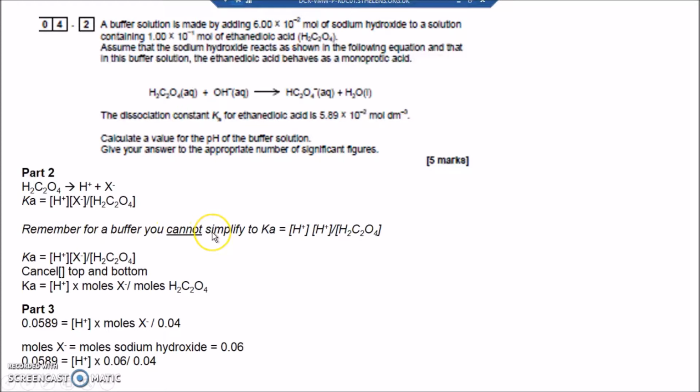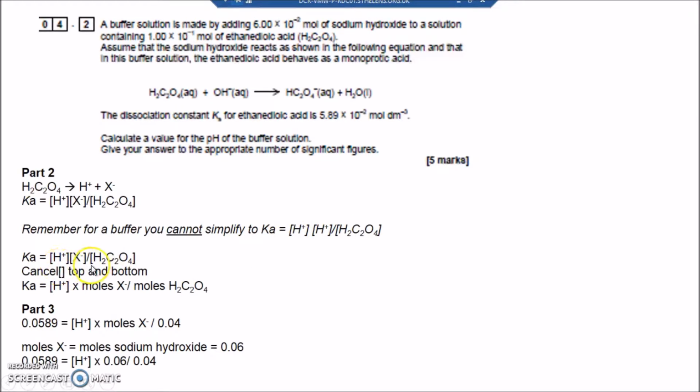Remember at this point for a buffer you can't simplify, you can't say the concentration of H plus and X minus are the same, so you can't simplify to H plus. You can't do that for a buffer because you've sort of messed around with the amounts of these chemicals by adding some sodium hydroxide. So you can't do that. So we need to do something else.